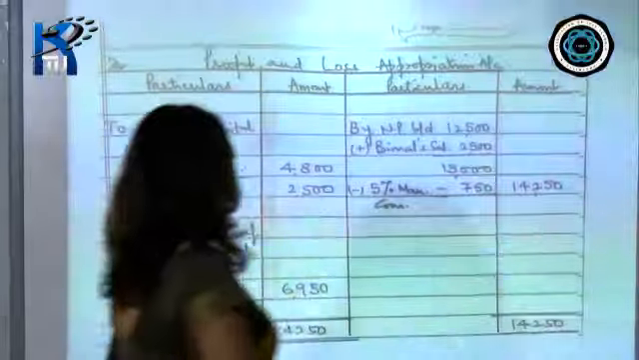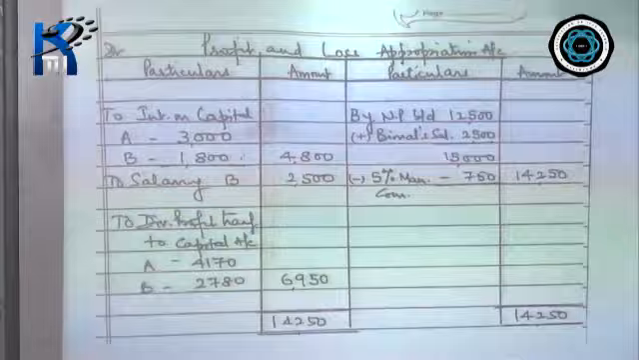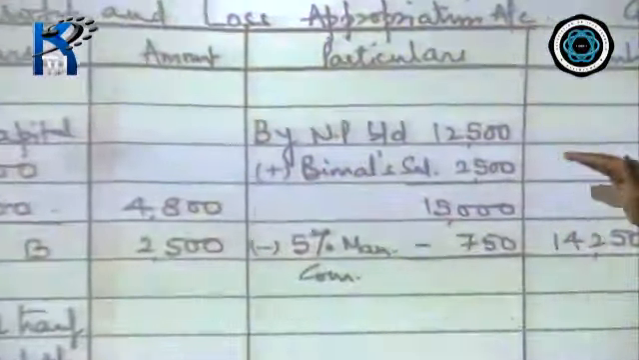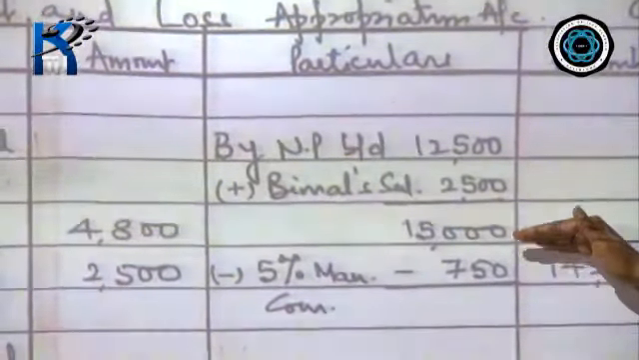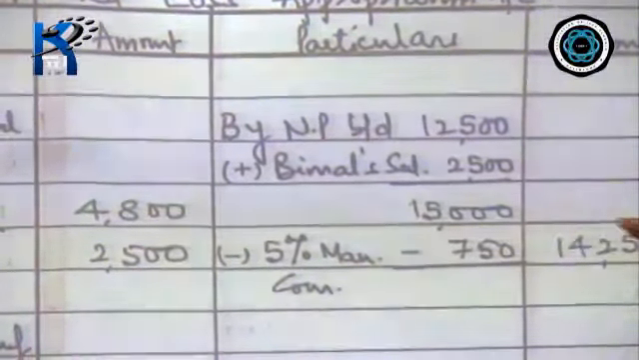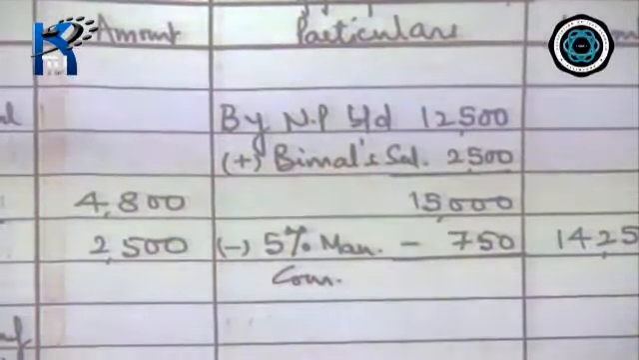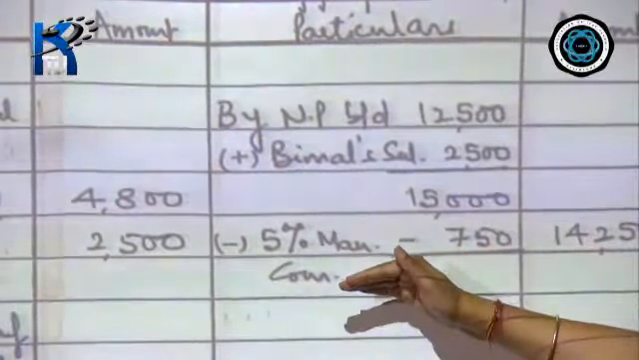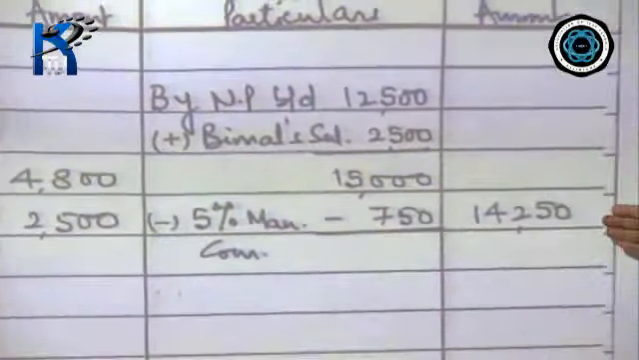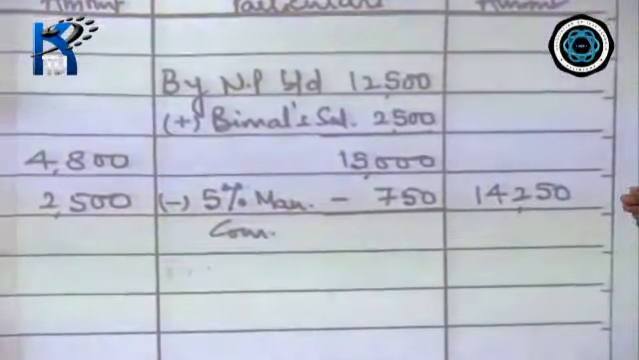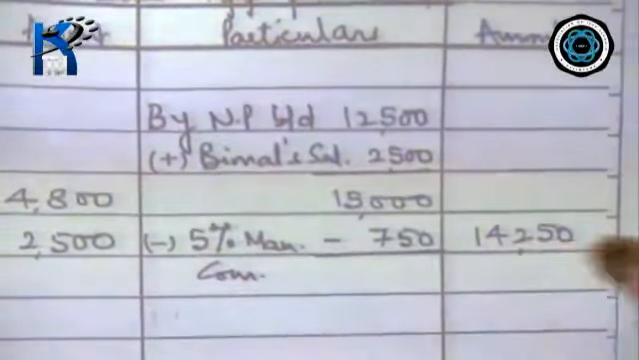The net profit we brought down from the P&L account was 12,500. We added back Bimal's salary, which was 2,500. So the correct net profit was 15,000. But 5% had to be given as manager's commission. It is a charge against profit. So we have to deduct the manager's commission. So when we deduct 750 out of 15,000, we get a total of 14,250. So this will come in your amount column. So you have to show the working like it has been shown here.